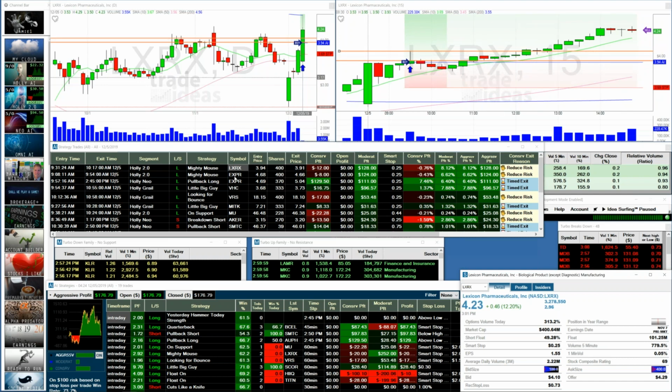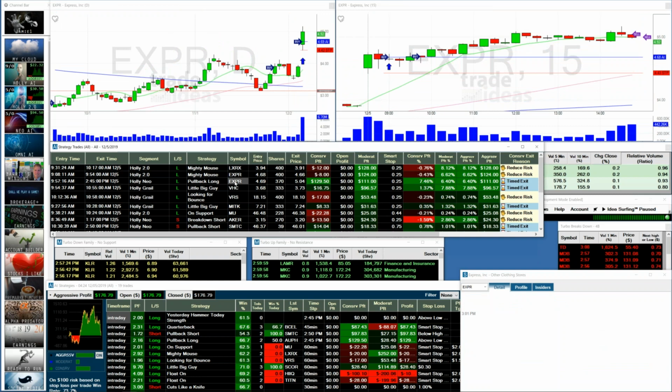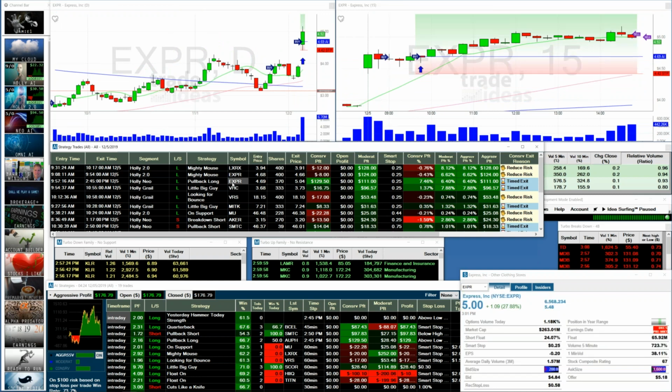Okay, now we had a duplicate trade here, but we can see it was two different modules that triggered the EXPR trade today. Sometimes we'll see duplicate strategies from different modules trigger the trade at the exact same time. This is not the case with the EXPR. The first one, Mighty Mouse, triggered it from Holly 2.0 at 9:08 Central Standard Time. Not a bad entry price, okay? 4.68. Looks very similar to what we saw in LXRX.